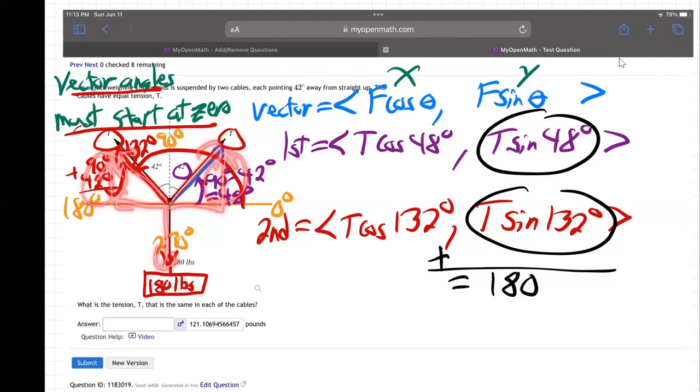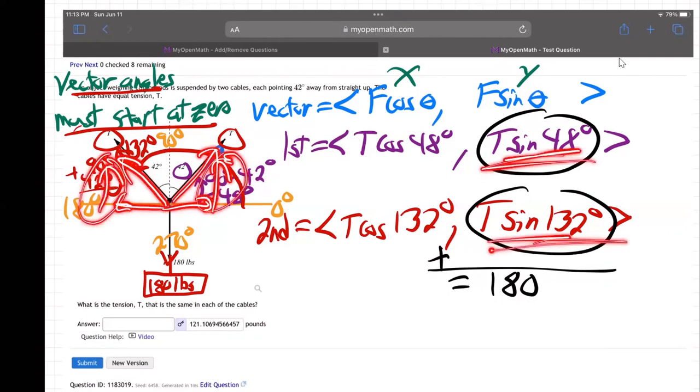That making sense? Whatever tension is in this cable and this cable, the upward, right? This cable pulls up to the right, so it's right and up. This is up to the left, so it's left and up. This up and this up must add up to be the 180 because they're holding up the 180-pound weight.